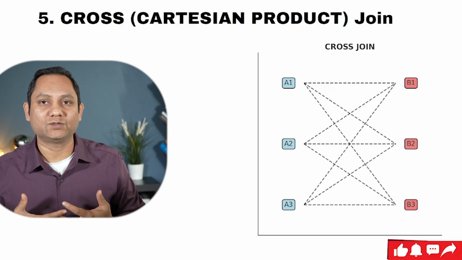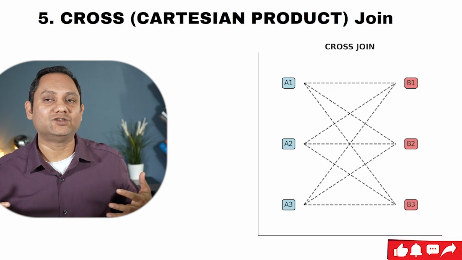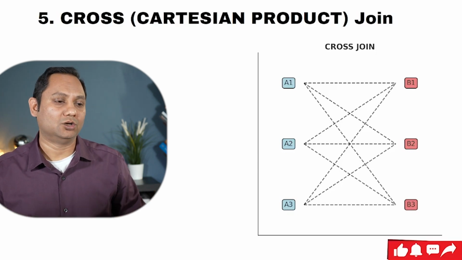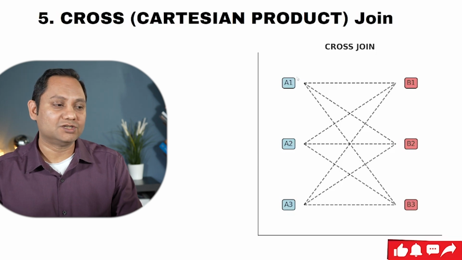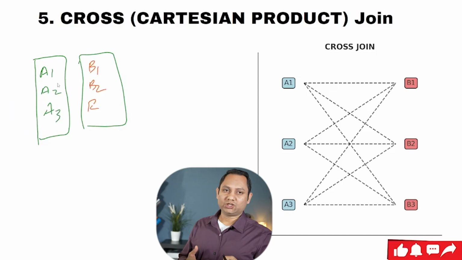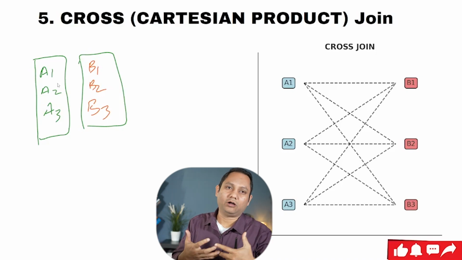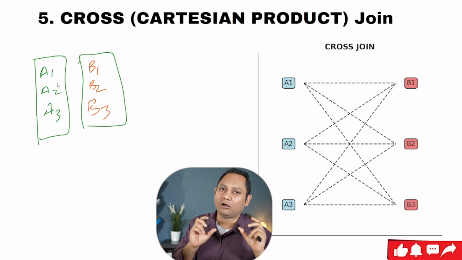It's kind of a cross product of two relations. It's a Cartesian product, so it gives you all possible combinations. Say in the first table you have three records, A1, A2, A3, and in the second table you have B1, B2, B3. To cross join them you don't need any condition or any common field, because it's trying to find all the possible pairs. This is the only join where you don't need a common field.